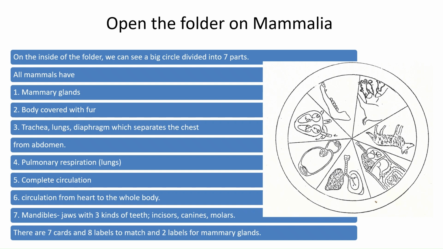This shows all mammals have mammary glands, body covered with fur, trachea, lungs, diaphragm, which separates the chest from abdomen, pulmonary respiration, that is the lungs, complete circulation, that is circulation from heart to the whole body, and mandibles, that are jaws with 3 kinds of teeth: incisors, canines, and molars. There are 7 cards and 8 labels to match, and 2 labels for mammary glands.